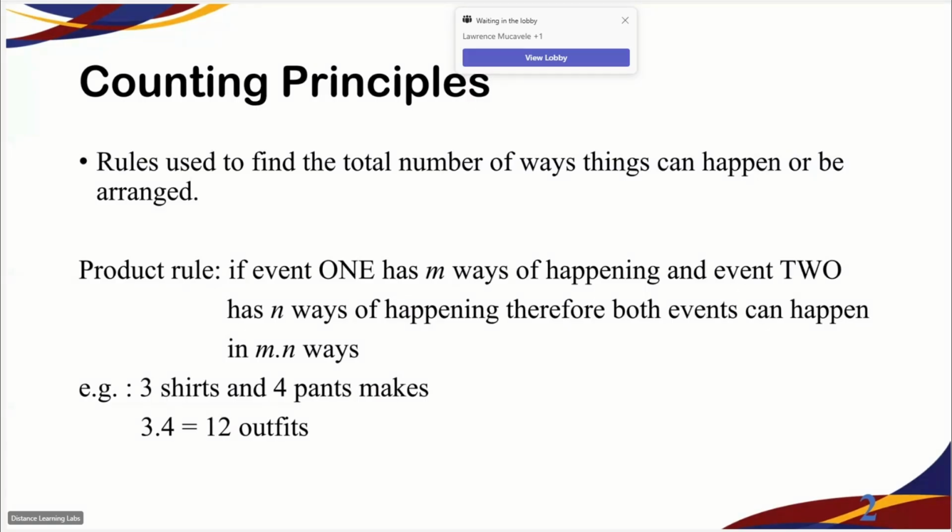Can we please mute the mics? Thank you very much.